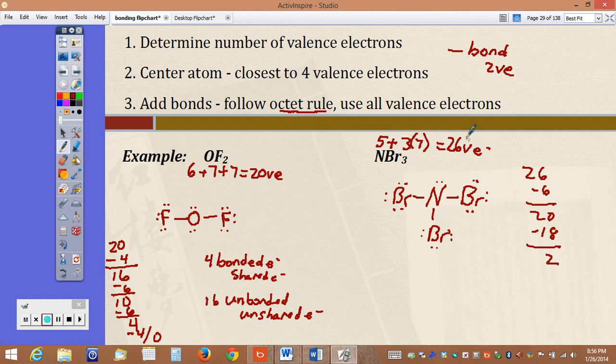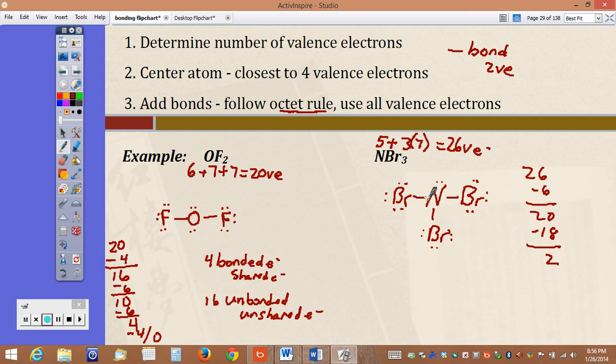Now let's double check to make sure we have 26 valence electrons. 1, 2, 3 bonds times 2 is 6. 7, 8, 9, 10, 11, 12, 13, 14, 15, 16, 17, 18, 19, 20, 21, 22, 23, 24, 25, 26. We have used all 26 valence electrons. That's good. Now let's make sure everybody has an octet.